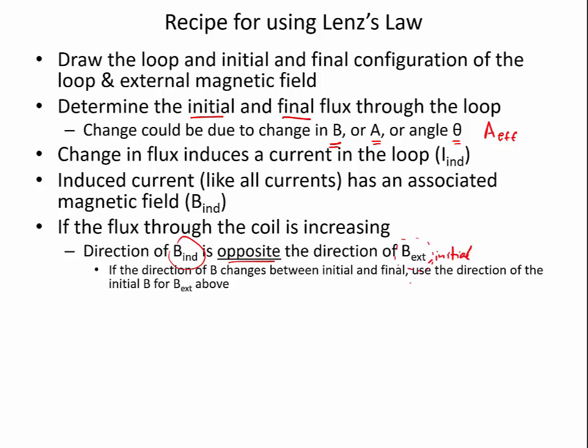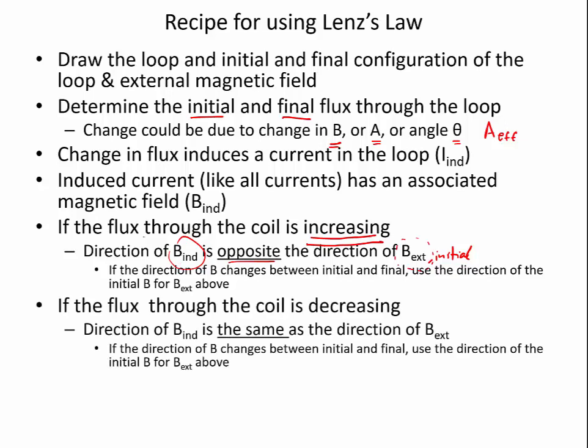Most of the time we're not going to be having the direction of the external magnetic field changing, but if it does change, you've got to remember to use the direction of the initial external magnetic field, and then the direction of the induced magnetic field would be opposite, if the flux is increasing. And if the flux through the coil is decreasing, then the direction of B induced is the same as the direction of B external. Once again, we have the same rule that if the direction of B external changes between initial and final, just use the initial.